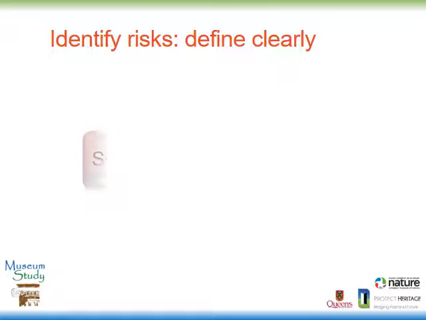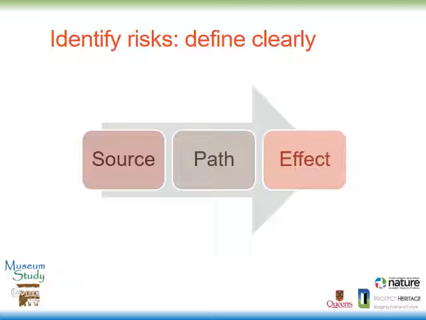Now, and this is just to remind us that we did talk about identifying risks and the importance of defining them clearly and striving to define, whenever possible, 3 components to a specific risk scenario, where one is the source of the hazard, what's expected to cause the harm, then the path, how does the hazard actually get to collection items, and finally the effect, what is the physical effect on collection items, and how might that result in a loss in value for the intended uses of the collection.